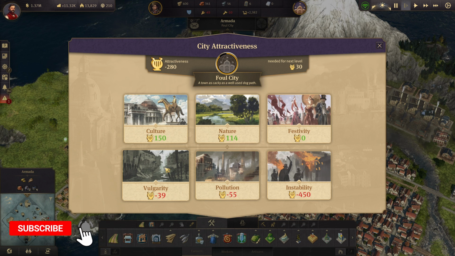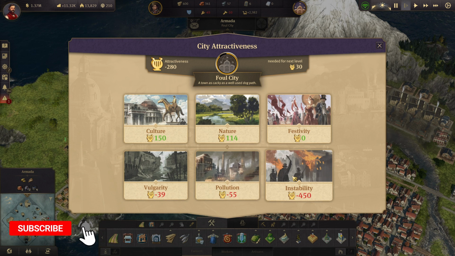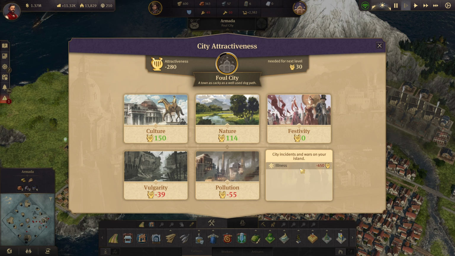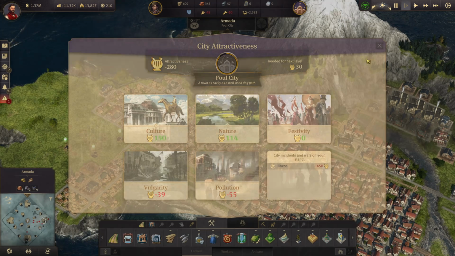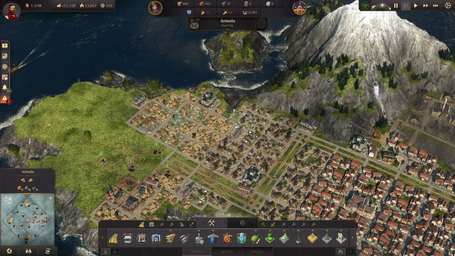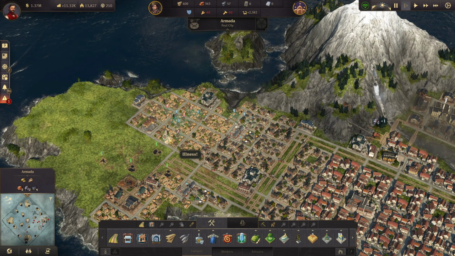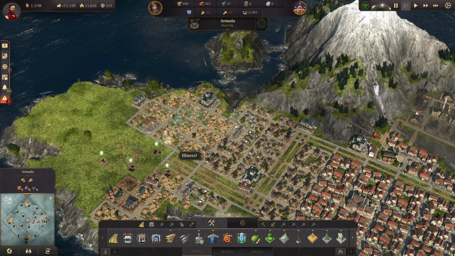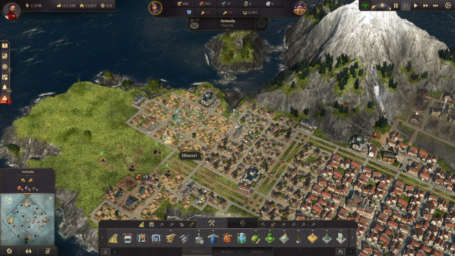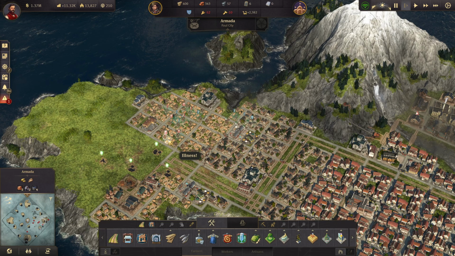So the first one we'll have a quick look at is instability. As we were just talking then, the instability went from 400 to 450. And instability is city incidents and wars on the islands. As you can see here, we currently have illness on the island, which is contributing to 450. So there's the illness over here that is not being treated. One of these houses probably got ill, which is increasing the negative attractiveness up from 400 to 450.